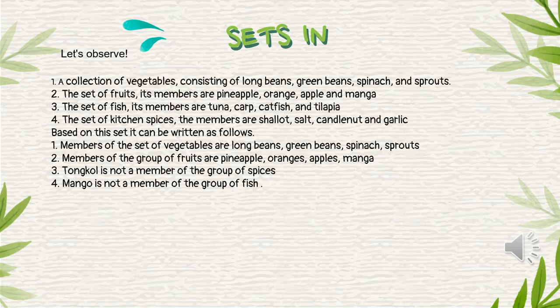Based on these sets, it can be written as follows. 1. Members of the set of vegetables are long beans, green beans, spinach, and sport. 2. Members of the set of fruits are pineapple, orange, apple, mango. 3. Jengkol is not a member of the set of spices. 4. Mango is not a member of the set of fish.